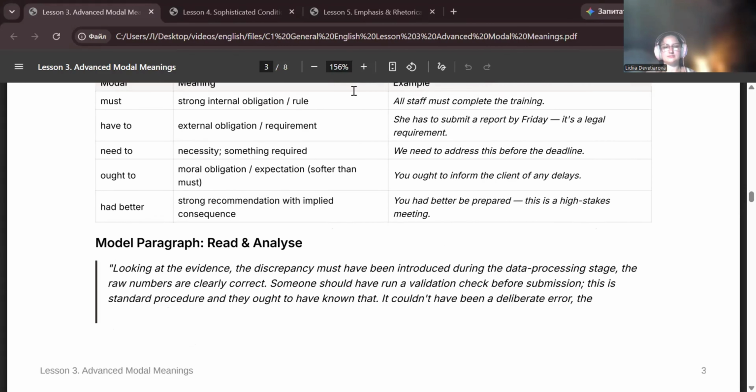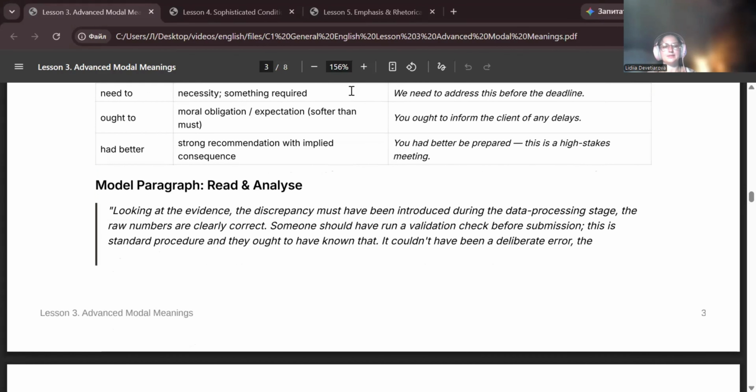And let's read and analyze a model paragraph. Looking at the evidence, the discrepancy must have been introduced during the data processing stage. The raw numbers are clearly correct. Must have been introduced. Pay attention. Someone should have run a validation check before submission.